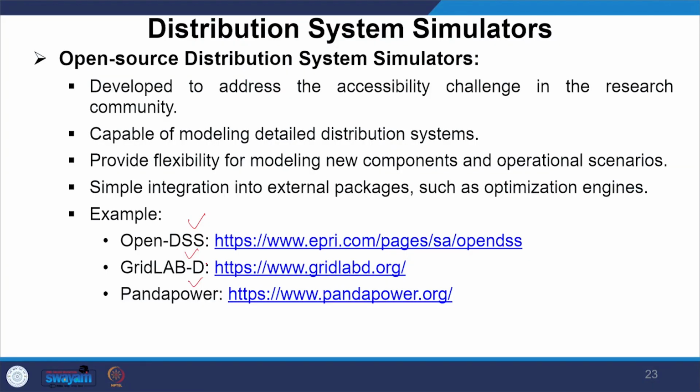Now, there are very interesting economical open source distribution system simulators that are publicly available to us. For example, you can use OpenDSS, you can use GridLAB-D, or you can use pandapower. Okay, and these are the links given for your benefit. You can download those software and use them to solve your load flow as well as optimal power flow for distribution systems. Now, after that, let us get into the OPF formulation.